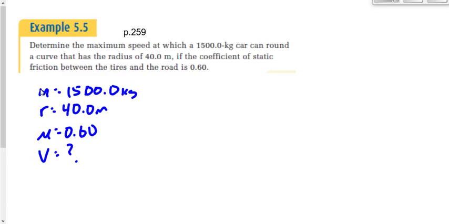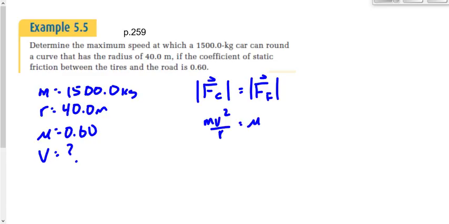We know that in this case, the centripetal force is mv squared over r, but it's caused by the friction force. And given what we have here, we're going to need to set them equal to each other. So mv squared over r equals mu times the normal force. What would the normal force be here? Assuming the car is not on a banked turn. If it's on a banked turn, we don't know what the normal force is without the angle. But if it's on a horizontal turn, the normal force will just be m times g, right?